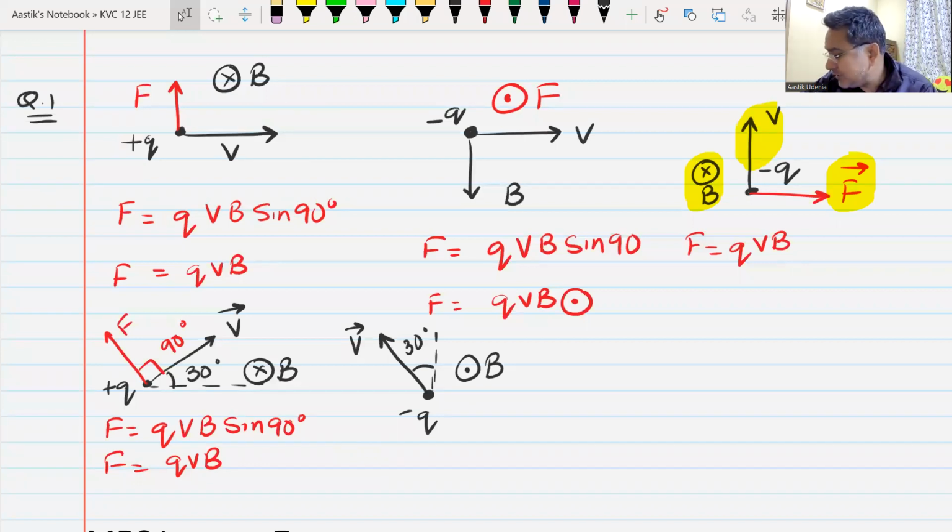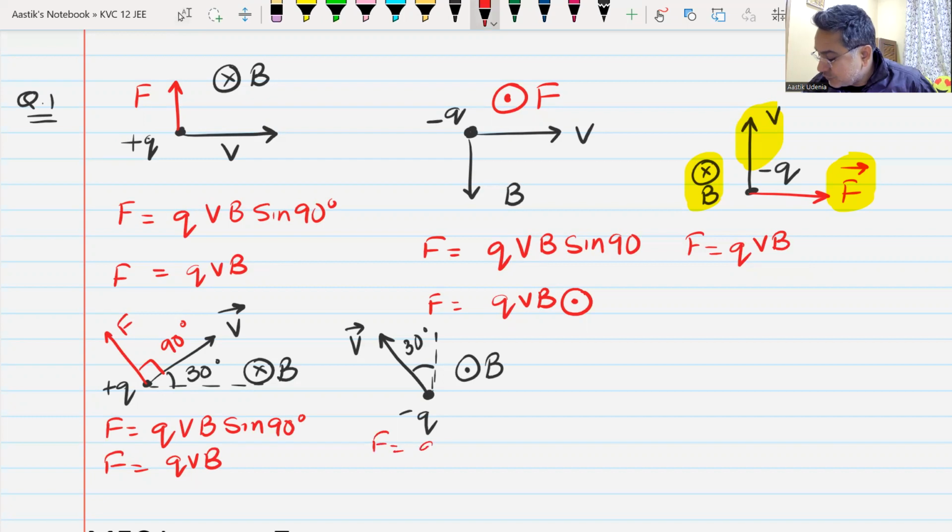F is equal to QVB. That is correct. What is the direction? In which direction is this force going? Perpendicular to V, sir. In which direction? Right side, perpendicular to V. Okay, let us see it.